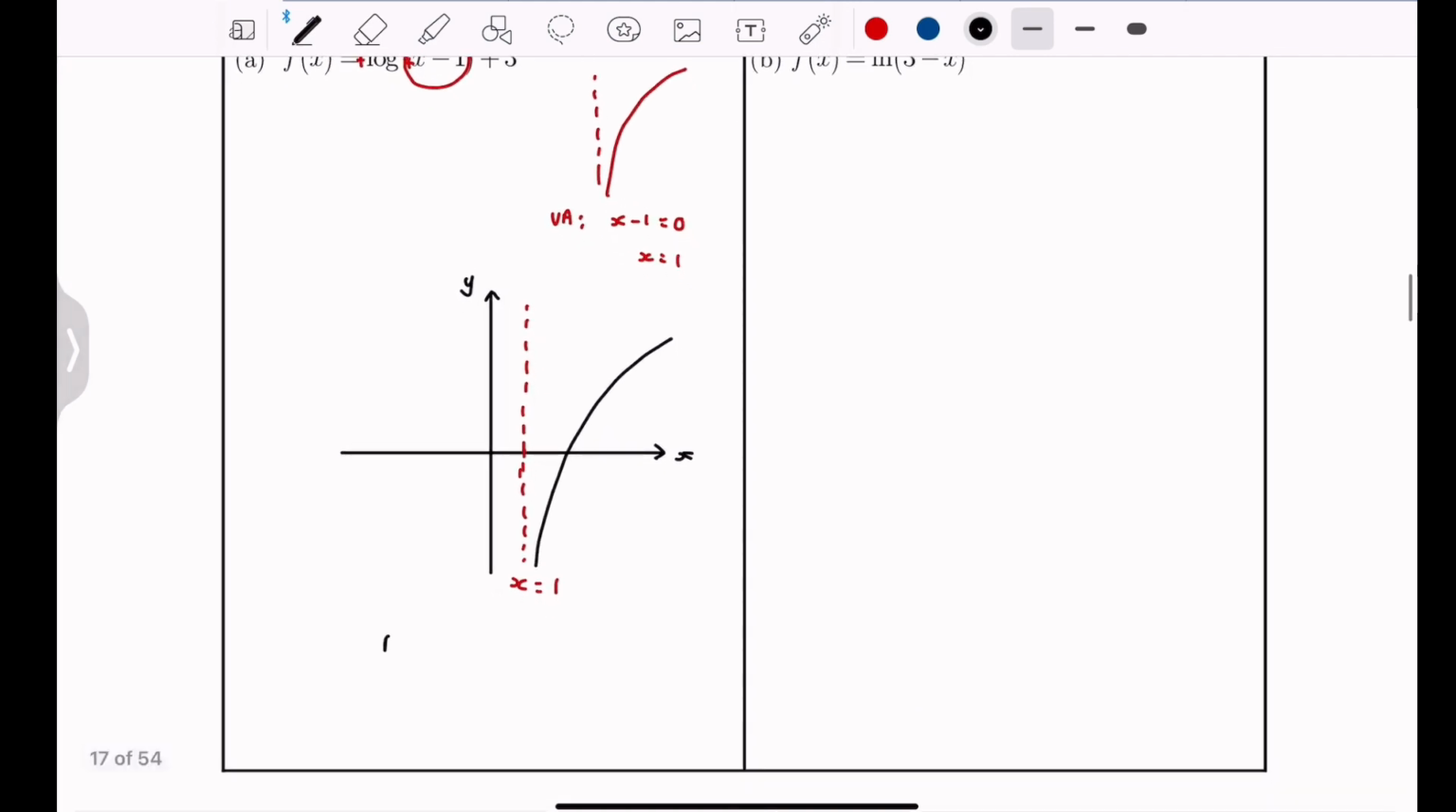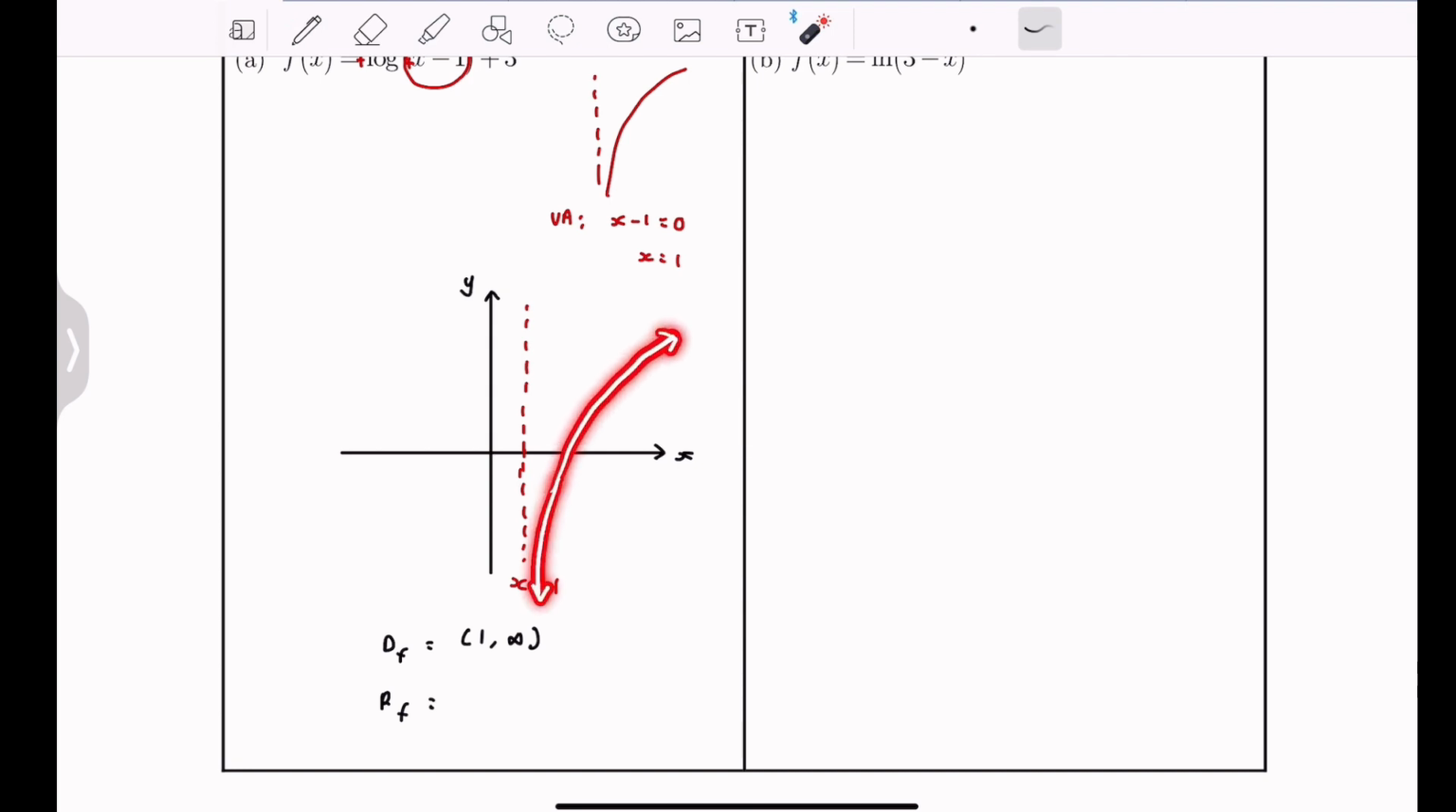So for domain, we can see that the graph starts after x equals to 1. So round bracket at 1, and we have x values up to infinity. And for the range, the lowest the graph can go is negative infinity, and the highest the graph can go is positive infinity. So all real numbers.